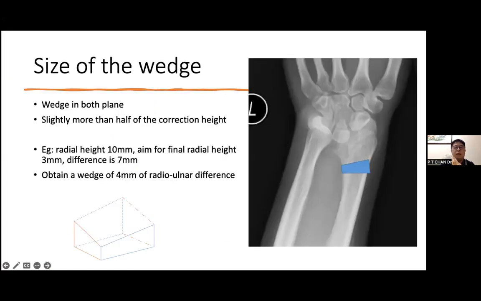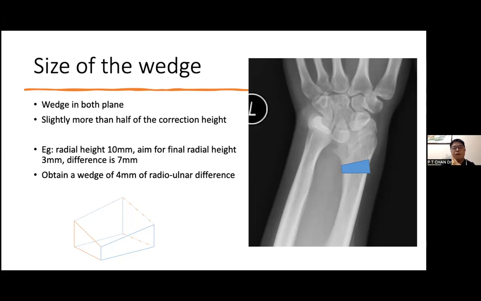So the size of the wedge, how to determine? The wedge has to be in both planes, and usually I would decide it to correct the deformity. Say if the difference of the radial height is 10 millimeter, if I aim for the final radial height of a certain value, then the difference is 7.